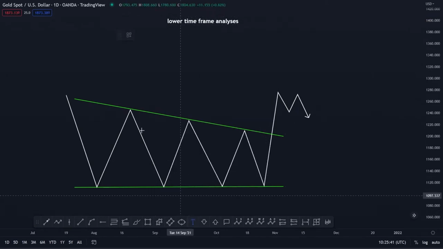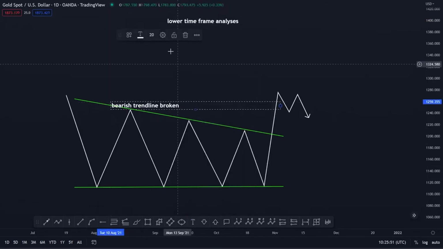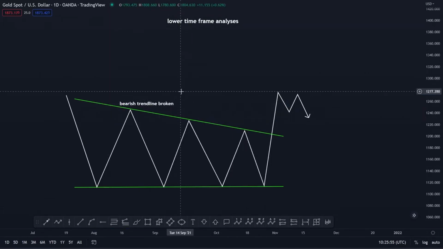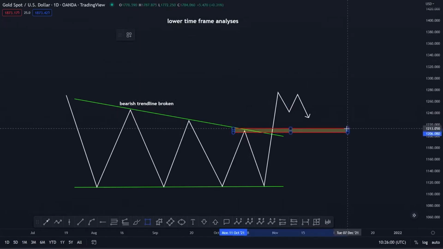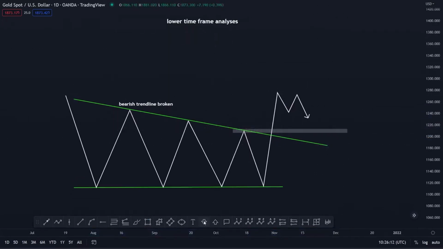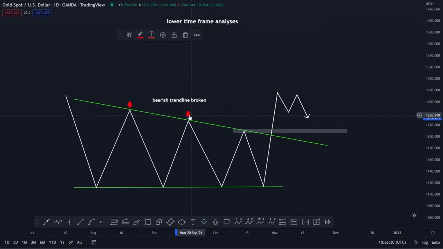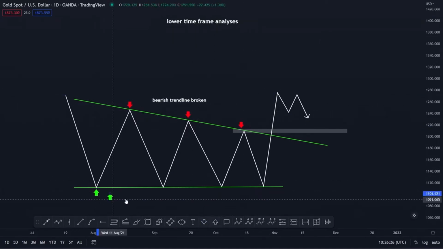Let's check everything. We have a bearish trend line being broken here. We have to check that out. We have our support and resistance here. We have something like this. Then we can also put some, let me do something like this because I want it to be clear. Yeah, it will be something like this one, guys.